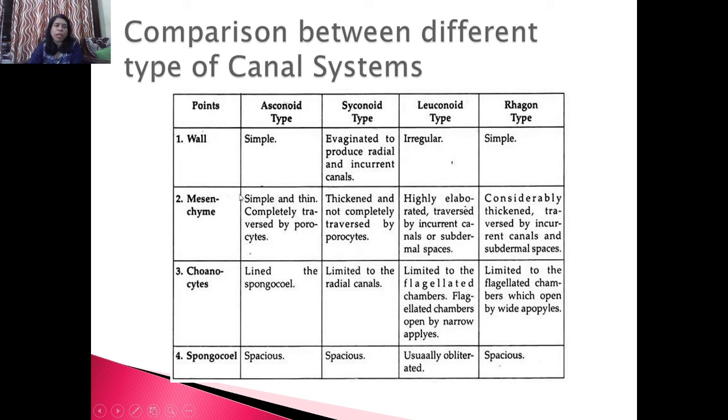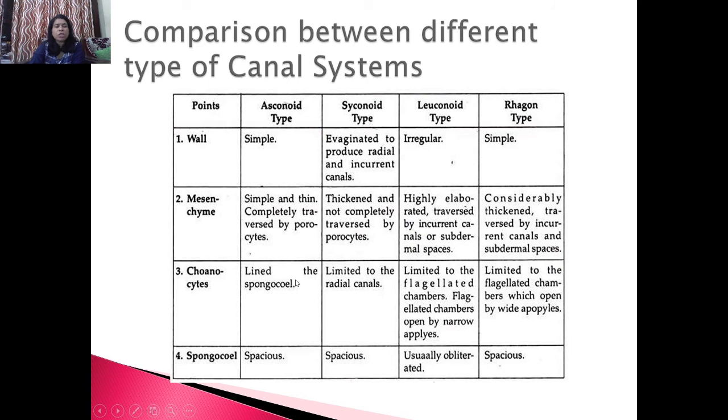Comparison between different types. Compare the body wall, which is simple in the asconoid type, evaginated with incurrent canals in the syconoid type, irregular in the leuconoid type, and simple in the Rhagon type. Mesenchyme is simple and thin, completely traversed by porocytes in the asconoid type of canal system, thickened and not completely traversed by porocytes in the syconoid type, highly elaborated and traversed by incurrent canals and subdermal spaces in the leuconoid type, and considerably thickened, traversed by incurrent canals and subdermal spaces in the Rhagon type.